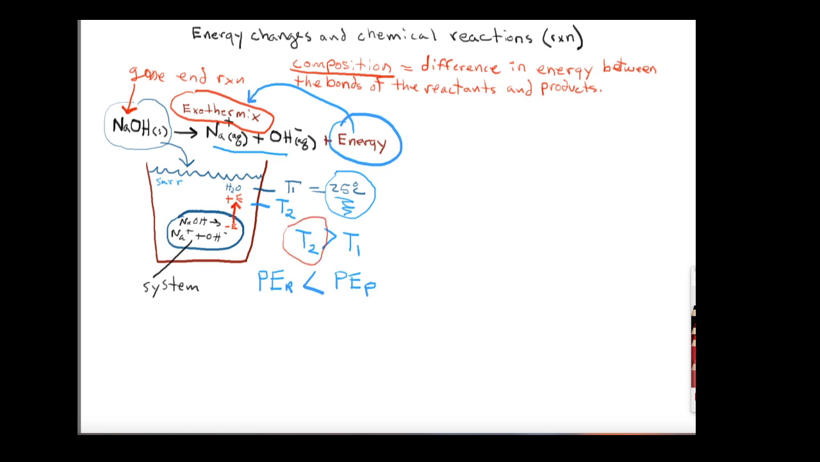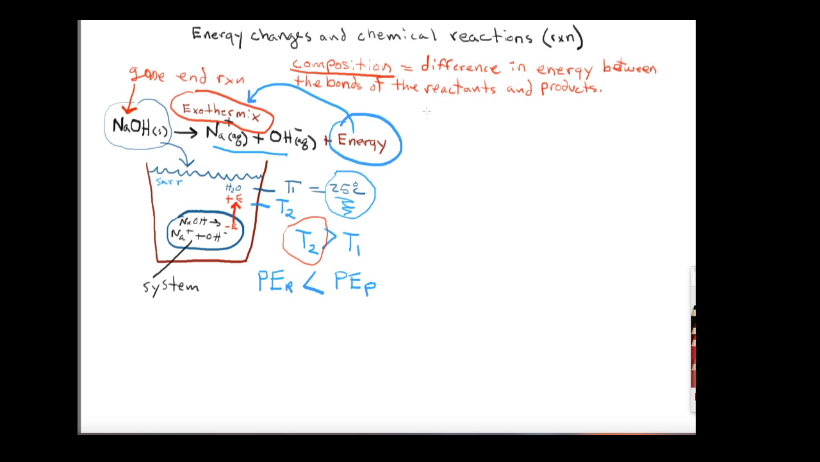And the reason for that is because as the energy comes out of the system into the surroundings, that's going to cause the kinetic energy of the surroundings to go up. And when the kinetic energy of the surroundings goes up, then your temperature is also going to rise. All right, so the temperature is going to rise.